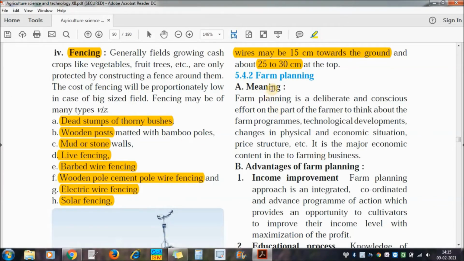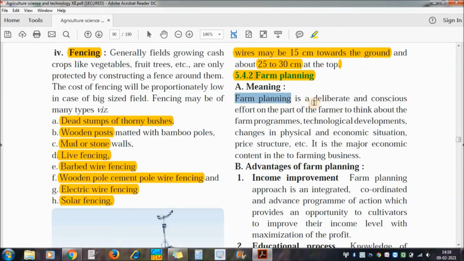Now come to another point, farm planning. Farm planning is a very important factor in successful farm management, so as to get maximum profit from minimum input, minimum laborers and minimum time. So what is farm planning? The farm planning definition is given over here.